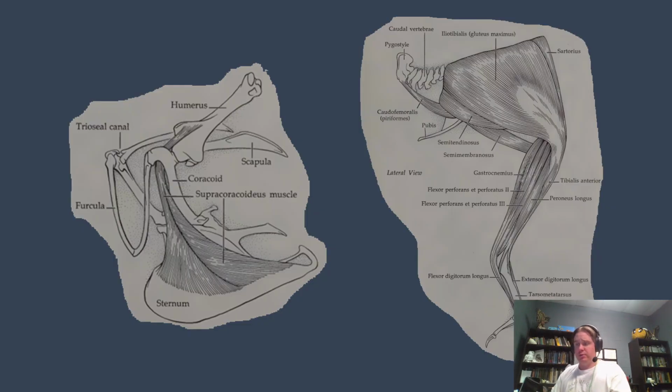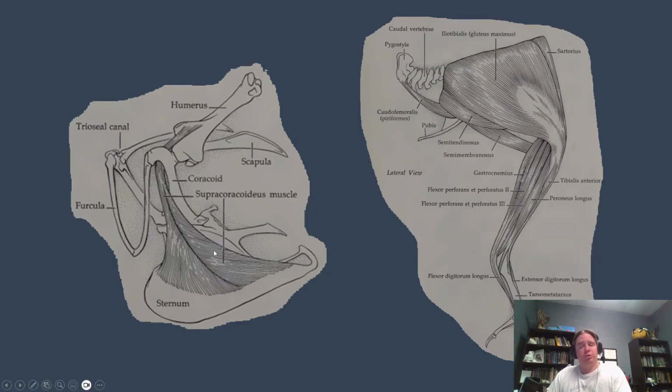Recall on the keel of the sternum here, you have massive muscle attachment. You have the pectoralis muscle, pectoralis major, and it reaches straight up, runs across this face of the coracoid, grabs the bottom of the humerus, and it pulls it down with tremendous force to create the downstroke of flight.